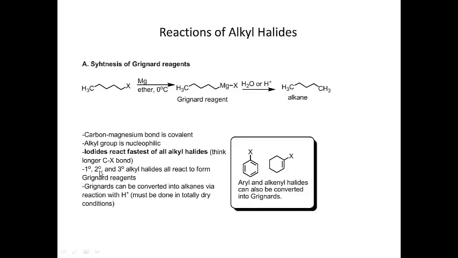Alright, if you take a primary, secondary, or tertiary alkyl halide and react it with magnesium, you'll get a Grignard. If you take an aryl, an aromatic halide, and react that with magnesium, you'll get a Grignard. And if you take a vinyl halide, where I have a halogen directly attached to a double bond, and react that with magnesium, I'm also going to get a Grignard reagent.